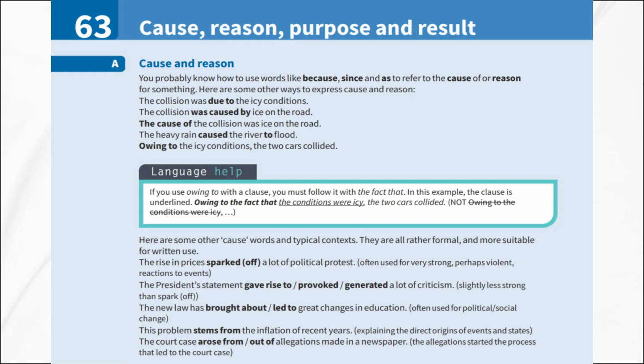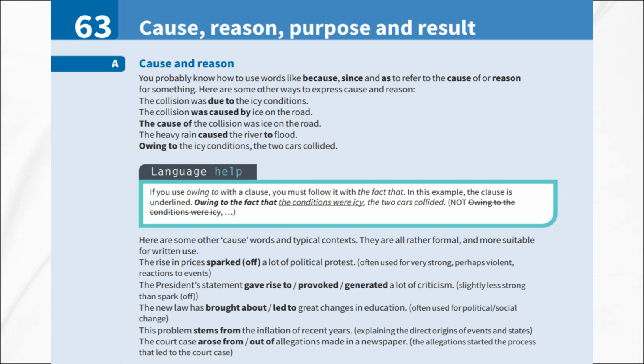Cause and reason. First, let us look at some ways to express cause and reason beyond the basic words like because, since, and as. The collision was due to the icy conditions. This means the icy conditions caused it. The collision was caused by ice on the road. This is a direct causal relationship. The cause of the collision was ice on the road. This is the noun form.